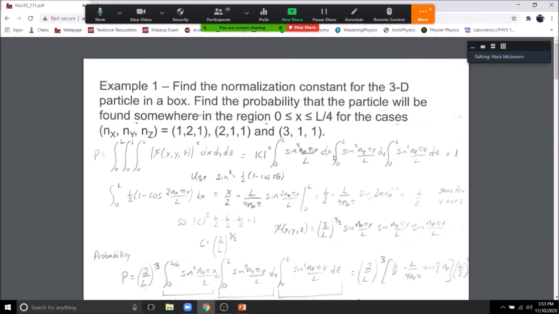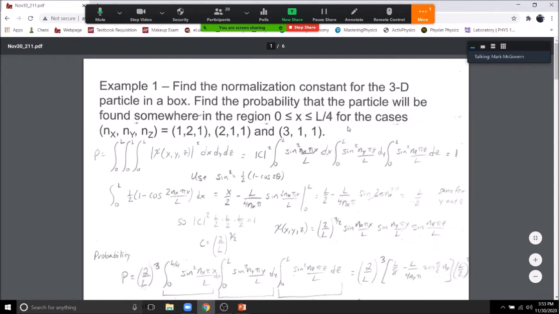I got my slides for this. Find the normalization constant for the 3D particle in a box. Find the probability that the particle will be found somewhere in the region of 0 to L over 2 for the cases of the following.